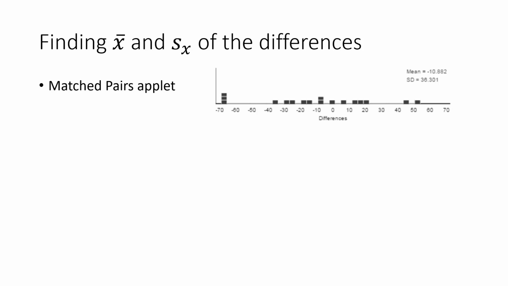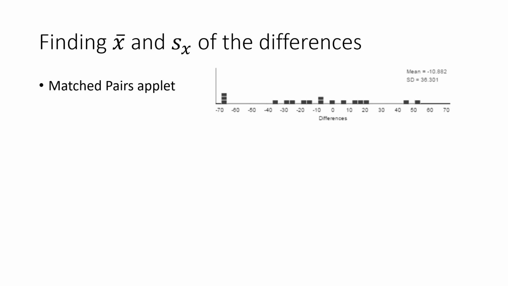To do a paired t-test, we'll use the t-test function on our calculators, just like if we were doing a one-sample t-test. But the information we'll enter in will be about the differences, not about the raw data. That means we need to find x bar, the sample mean, and s sub x, the sample standard deviation, of the differences. There are several ways we can do this.